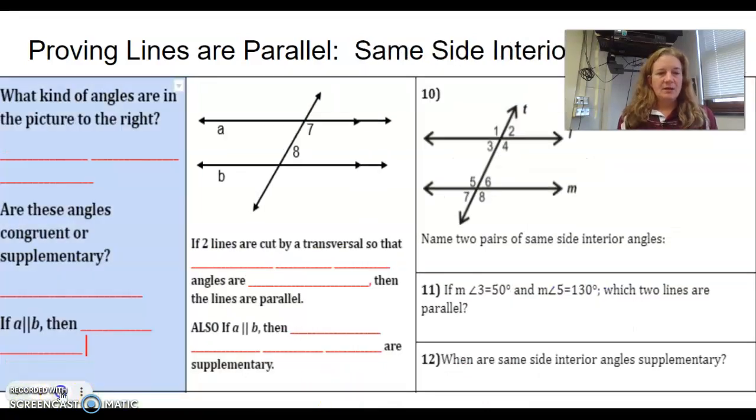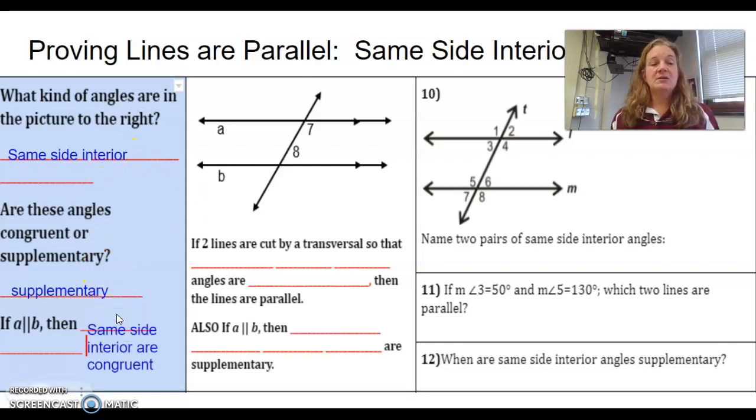Okay. Next, same side interior angles. So we've talked about corresponding angles, and we've talked about alternate angles. Now we're going to talk about same side angles. These are same side interior angles because they are on the inside, they're touching the hamburger, and on the same side of the transversal. These do not look congruent because they're not. They are supplementary. So corresponding angles and alternate pairs are congruent. Same side pairs are supplementary. What does that mean? It adds up to 180.